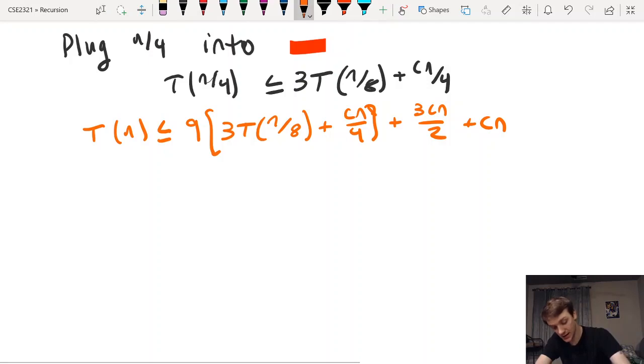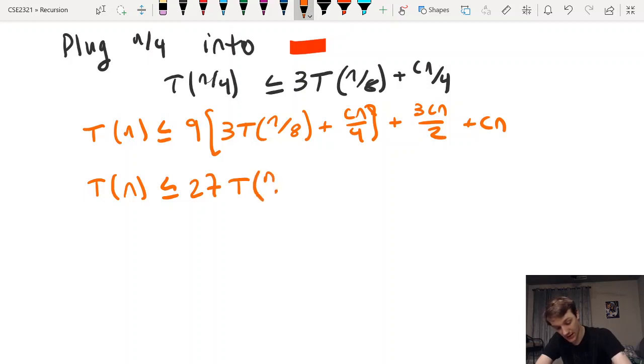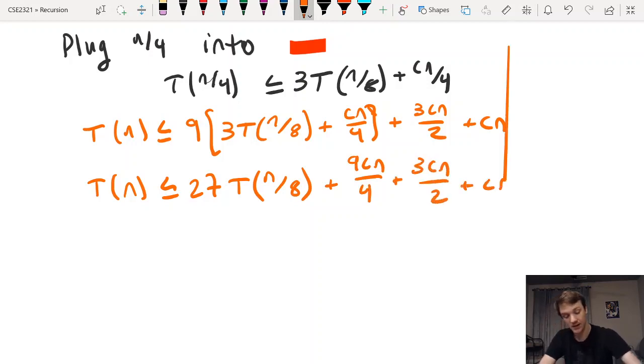Distribute the 9, and we get T of n less than or equal to 27 T of n over 8 plus 9cn over 4 plus 3cn over 2 plus cn. Now we must identify a pattern.